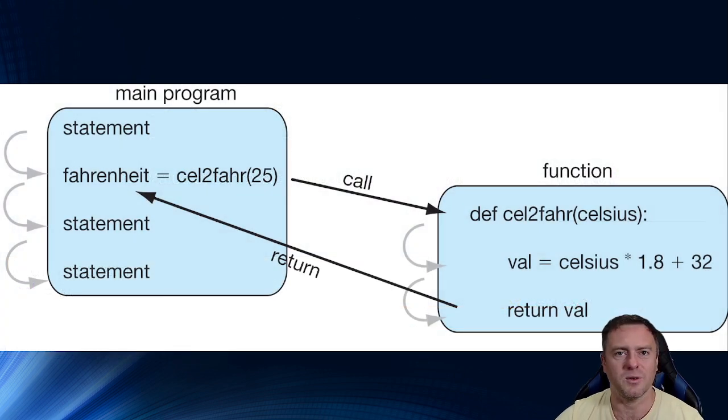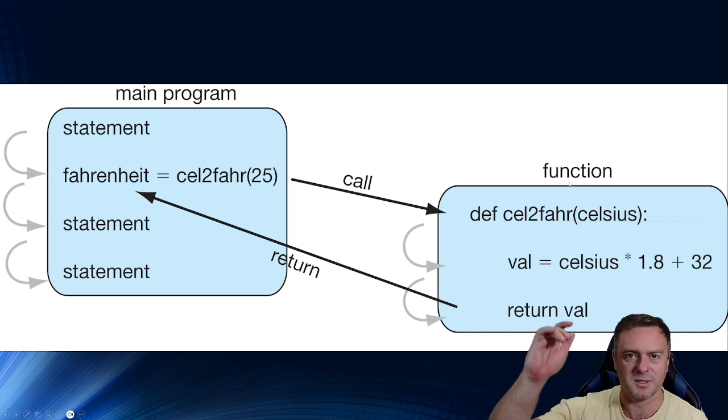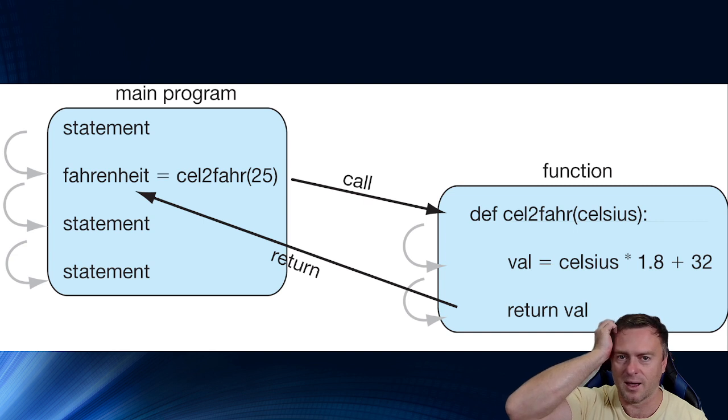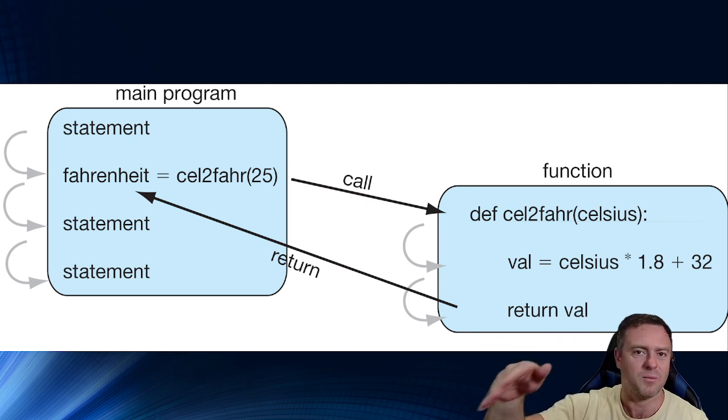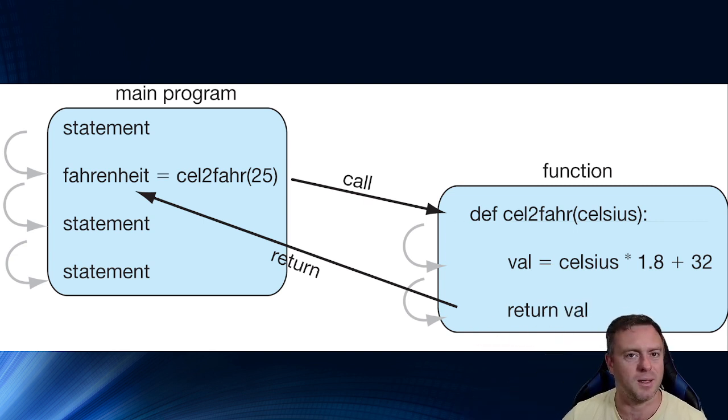If we have a look here, here's the main line. Here's another way of thinking about it. There was the statement, there's the function cell_to_far 25. It got called, so the function got pulled through the script to find cell_to_far. It then went through and did the operation and returned that value back up into Fahrenheit.